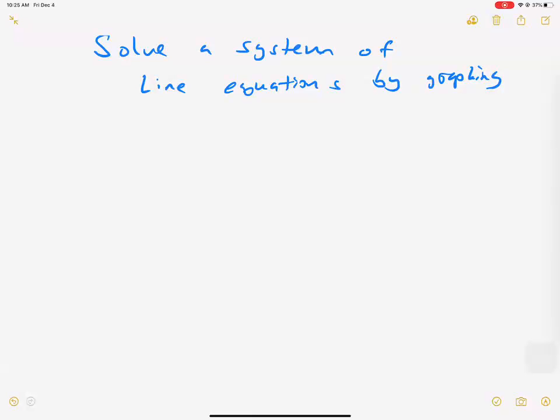Okay, so we're going to talk about what we're talking about when we say solve a system of equations in a more, I guess, realistic sense, and then how to look at it in a graph. Okay, so here's the idea.